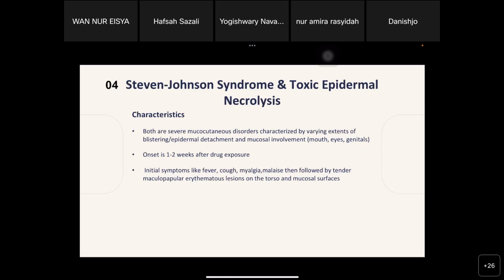I just want to mention that the majority of SJS and TEN cases are caused by drugs, but erythema multiforme is mostly caused by infection. So if you see somebody with SJS or TEN, you have to look for a drug cause. Only when they have not taken any drug at all can you think about infection. But always look for drug causes.